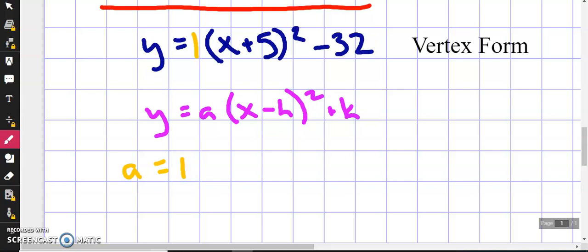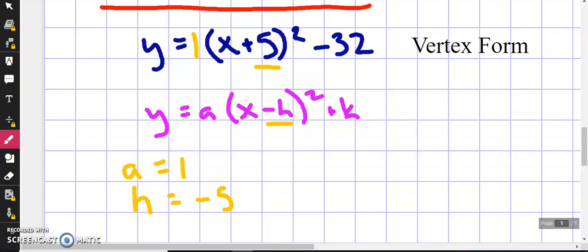I know that my H is whatever's in the parentheses. But I noticed that in the original equation, in the purple equation, the H has a minus sign. In the blue equation, the 5 has a plus sign. So since those signs are flipped, my H is going to be negative 5.